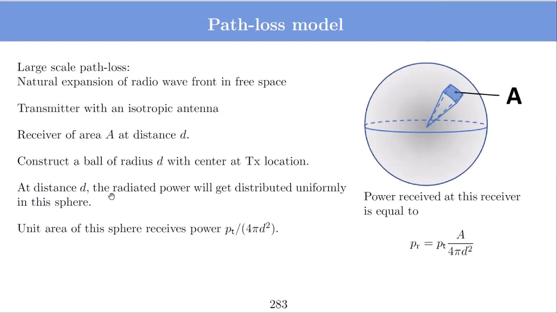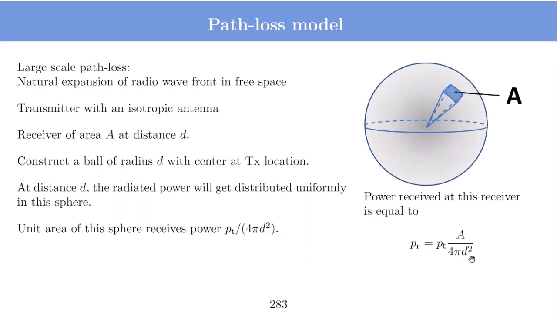So at distance d, the radiated power will get distributed uniformly over the sphere. So the power density would be the transmit power divided by 4 pi d square. The area is 4 pi d square, so this is the density. So what is the quantity of energy absorbed by the receiver? That is given by the density times this area. So the power received by the receiver is equal to A into PT by 4 pi d square. Okay.